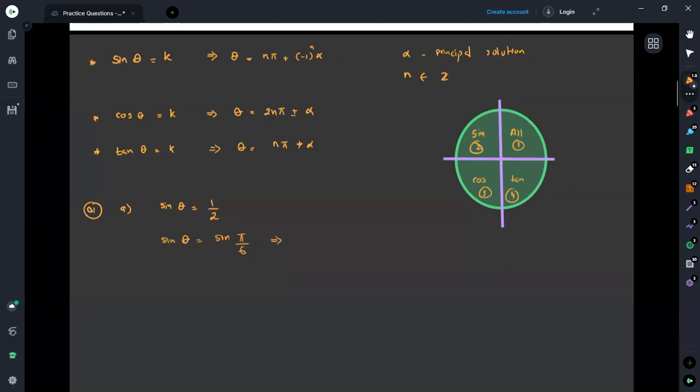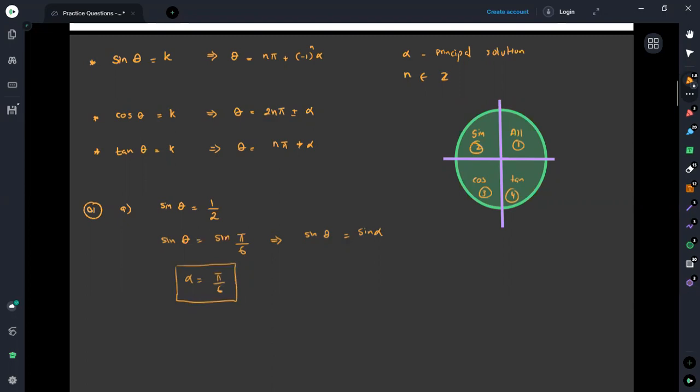Then we can say what we need to obtain is sine theta equals sine alpha. Therefore, the value of alpha is pi divided by 6. This is how we are taking the value. Pi divided by 6 would be our principal solution for the equation sine theta equals half.